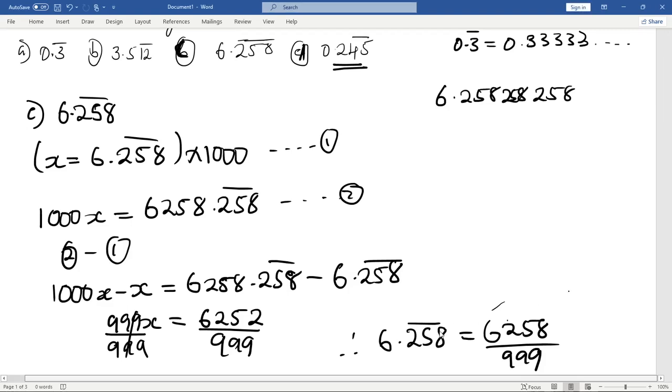Well, this is supposed to be 2 somewhere there. Let me just erase it. Okay, so we have this here.